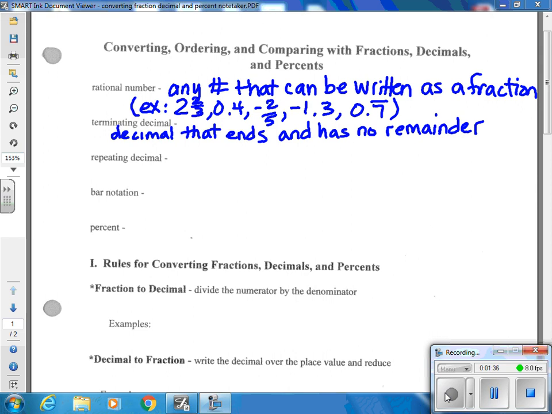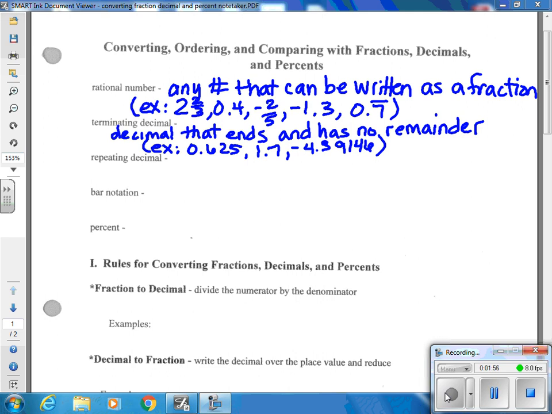Right, and some examples of what those look like are your basic decimals. So 0.625. Doesn't matter how long the decimal is, as long as it stops and doesn't keep going. 1.7, -4.39146. Yes, it's long, but it doesn't keep going. It stops, so it terminates.